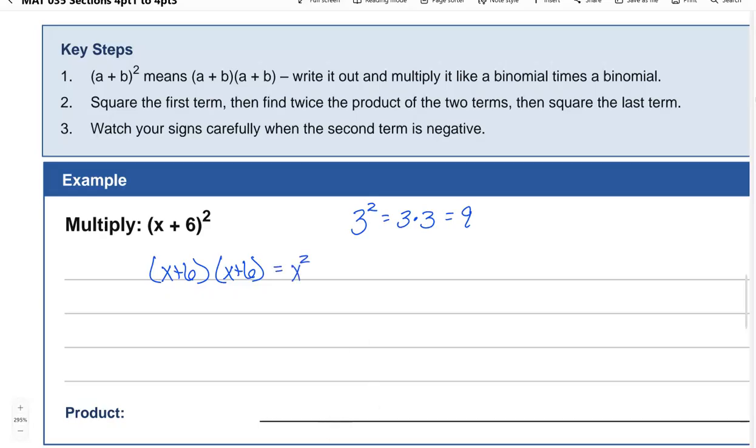Fronts, outsides, insides, and then last. So that's going to give me x squared plus 12x plus 36.